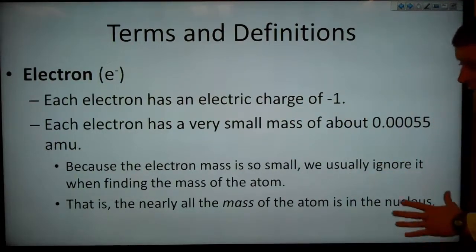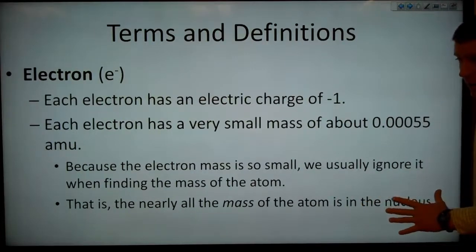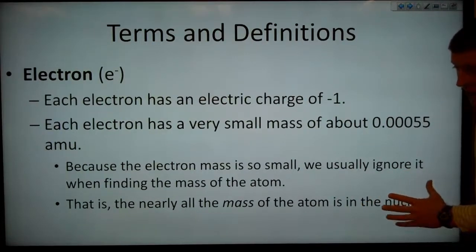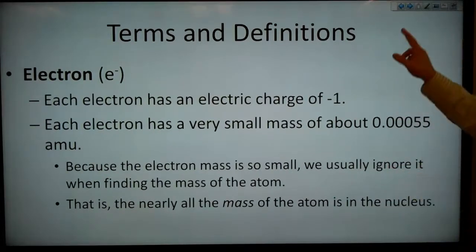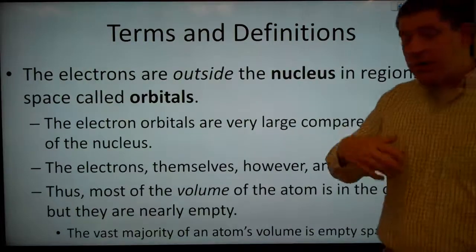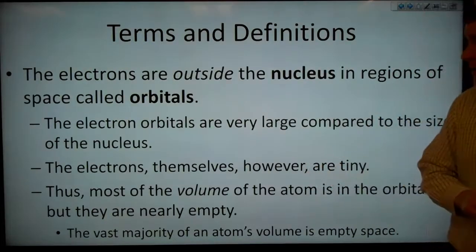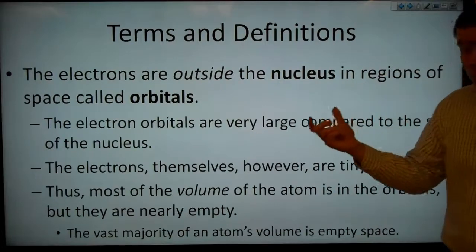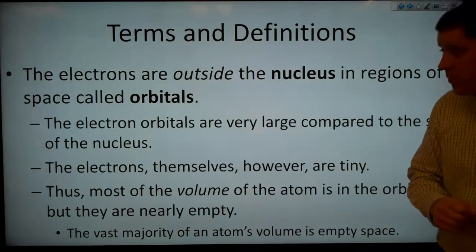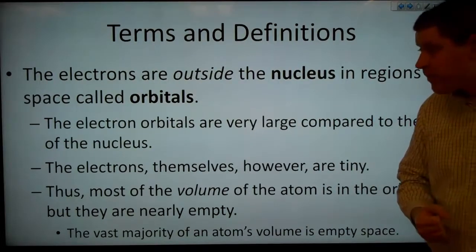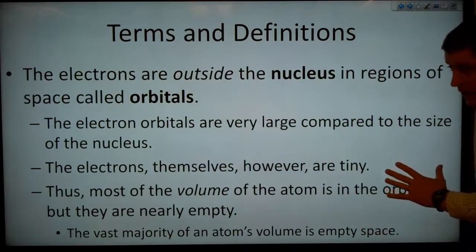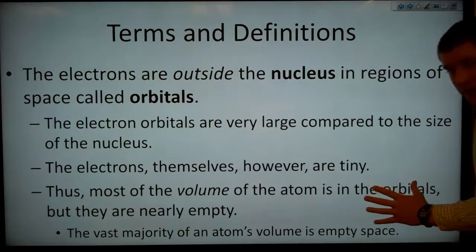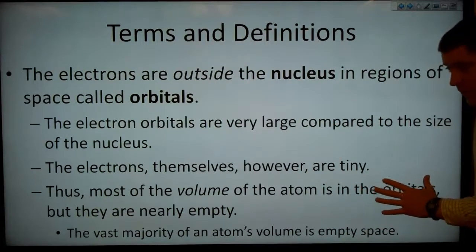So because the electron mass is so small, we generally ignore the mass of the electron when finding the mass of the atom. That is, nearly all of the mass of the atom is in the nucleus, because the electrons are not in the nucleus. The electrons orbit outside the nucleus in regions of space that we call orbitals, or the electron cloud. So the electron orbitals are very large in comparison to the size of the nucleus, but the electrons themselves are actually really, really tiny.